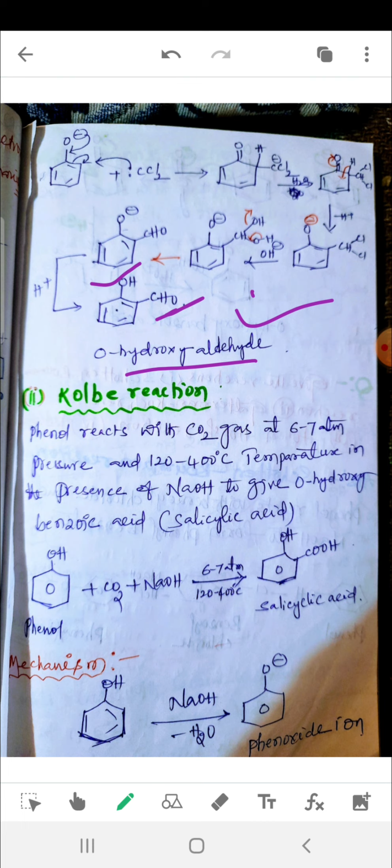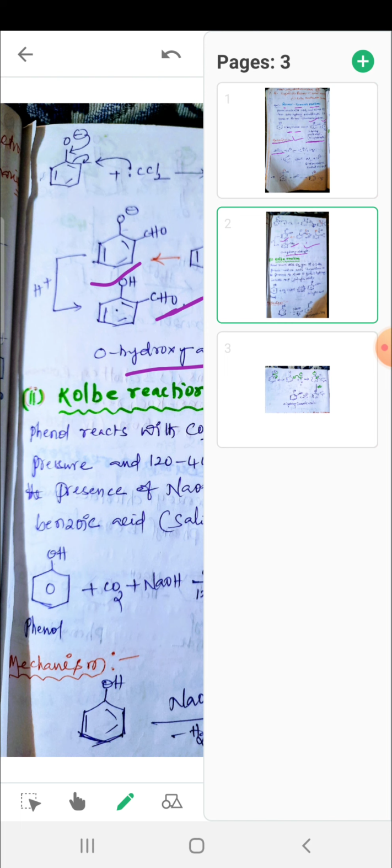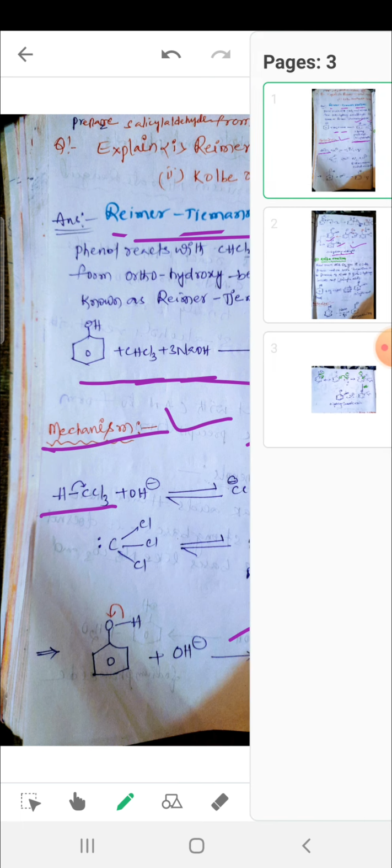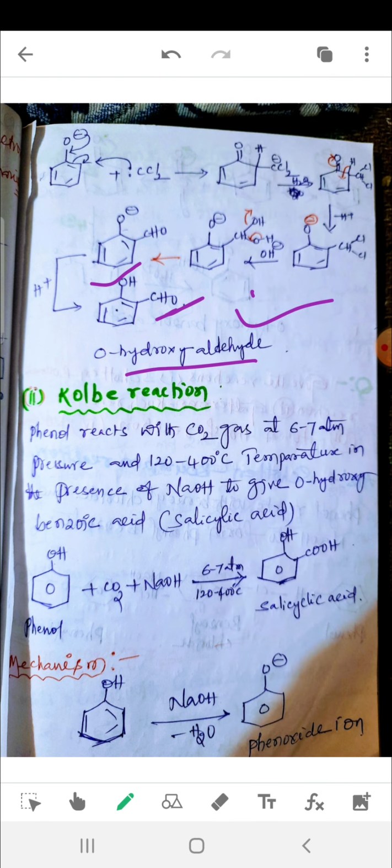Remember that the mechanism is most important. Practice many times. What is the Reimer-Tiemann reaction? This is the statement of the reaction. This is the mechanism you have to remember like this. What are the steps taking place? Very important. Next we are going to take the Kolbe reaction.